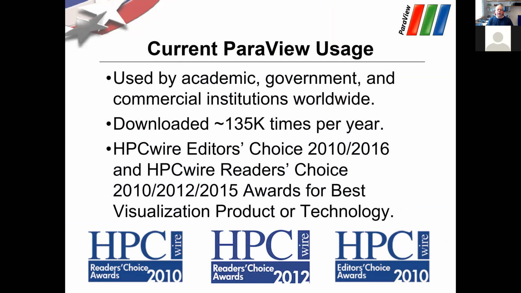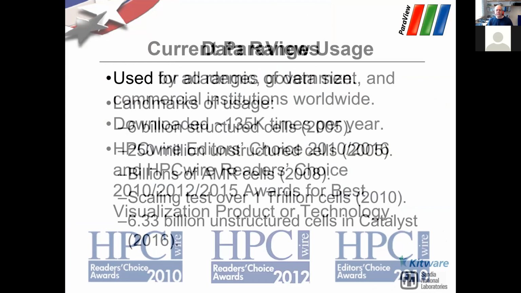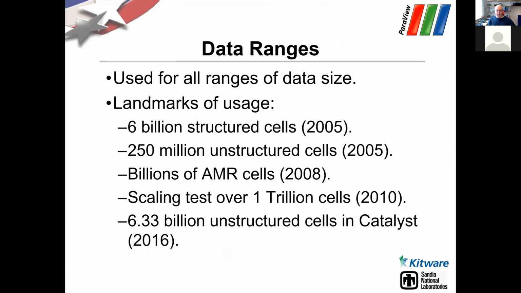You can see it's used by academic, government, and commercial institutions. It's one of the most downloaded visualization applications overall. It has a lot of awards as well. You can see some of the achievements they have made with this: 6 billion structured cells, 250 million unstructured cells, and also 6.3 billion unstructured cells in Catalyst. This is a special version of this tool. So you can go from really small to really, really large with this.